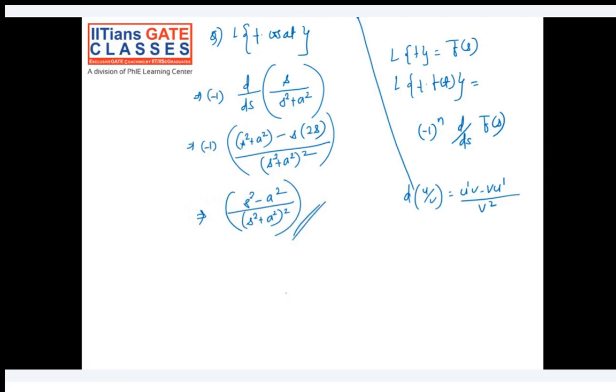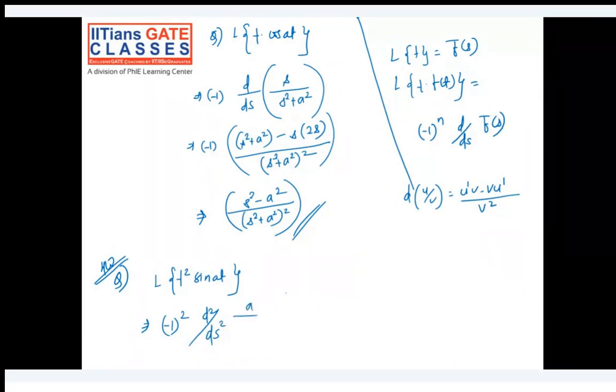I hope you are following it. So I'll give one homework question based on it. Laplace transform of t square sine of at. Solve this question. T square means you have to use the double differentiation, minus 1 square d2 by ds square of Laplace transform of sine of at, that is a divided by s square plus a square. This you have to solve, and you will get the answer.